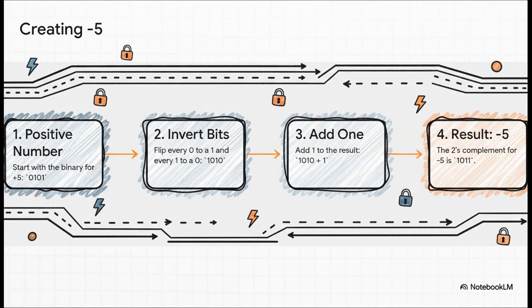So, how does it actually work? Well, it's basically a simple two-step recipe. Let's say we want to find -5. You start with the binary for +5, which is 0101. Step 1, you invert all the bits. Flip every 0 to a 1 and every 1 to a 0. That gives us 1010. Step 2, just add 1, and boom, there it is, 1011. That's how a computer writes -5. It's simple, elegant, and super efficient.